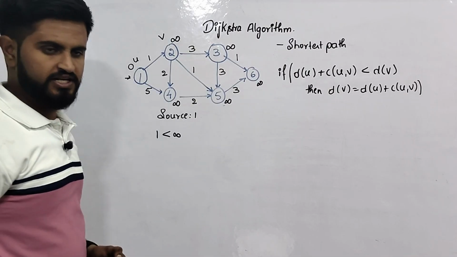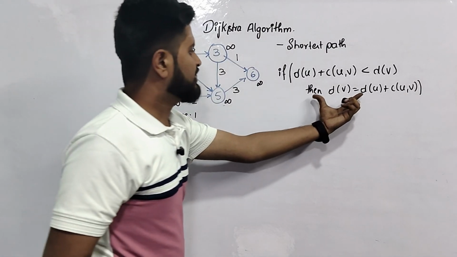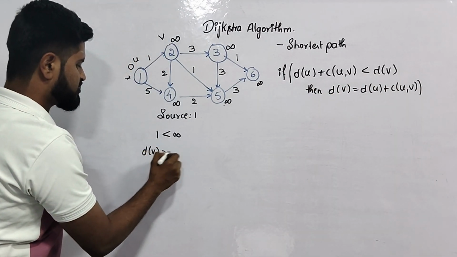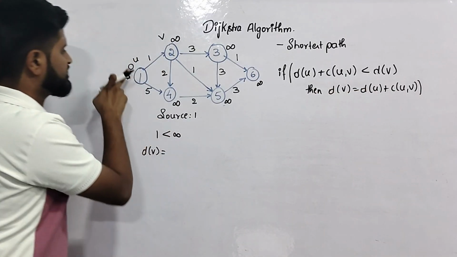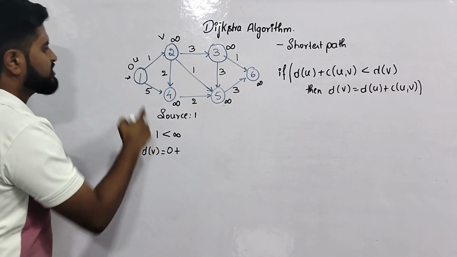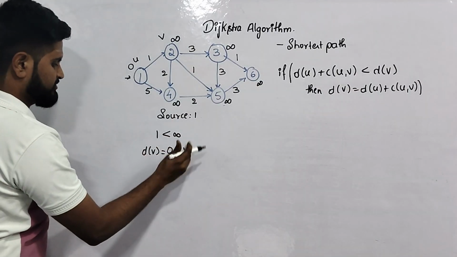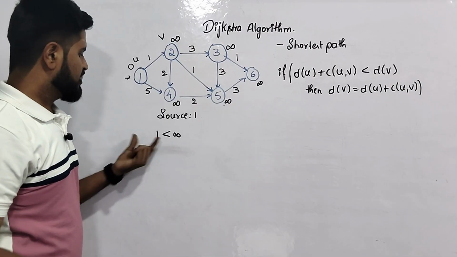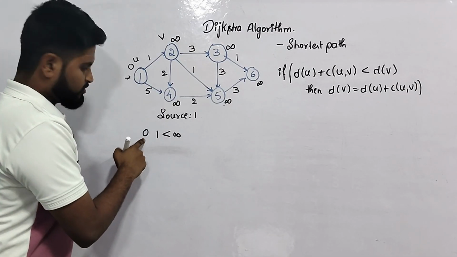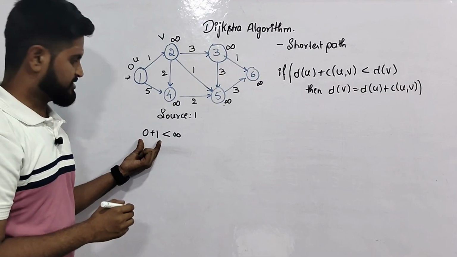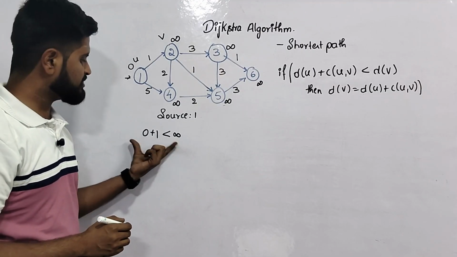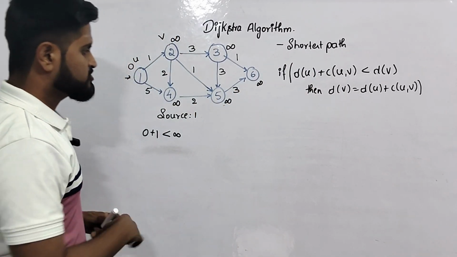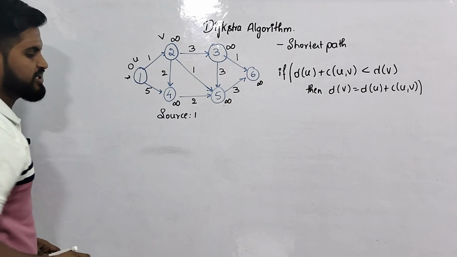1 is less than infinity. If it satisfies the condition, then the new value of d of v will be equal to d of u, which is 0, plus cost of u comma v, that is 1. The simple understanding you can take here is: among d of u plus cost of u comma v, and d of v, which one is smaller? We will select that one, because here we are solving for the shortest path. So let's jump into the problem; you will understand it much more easily.